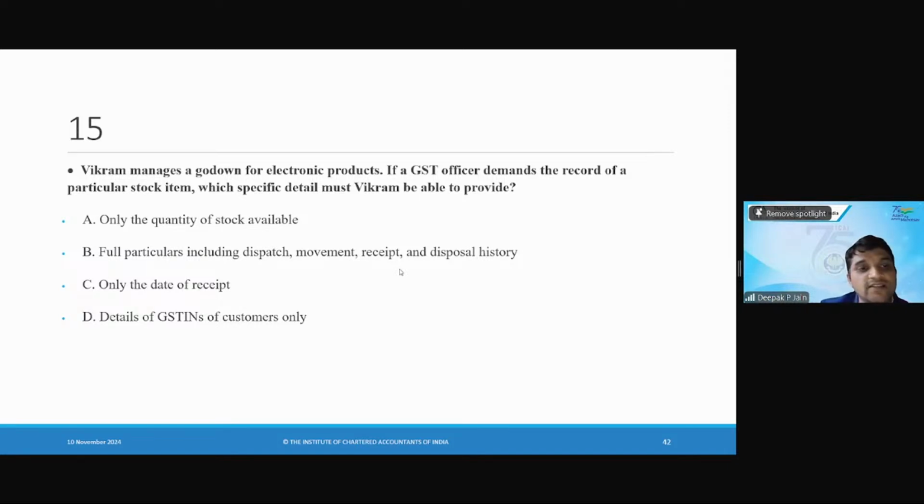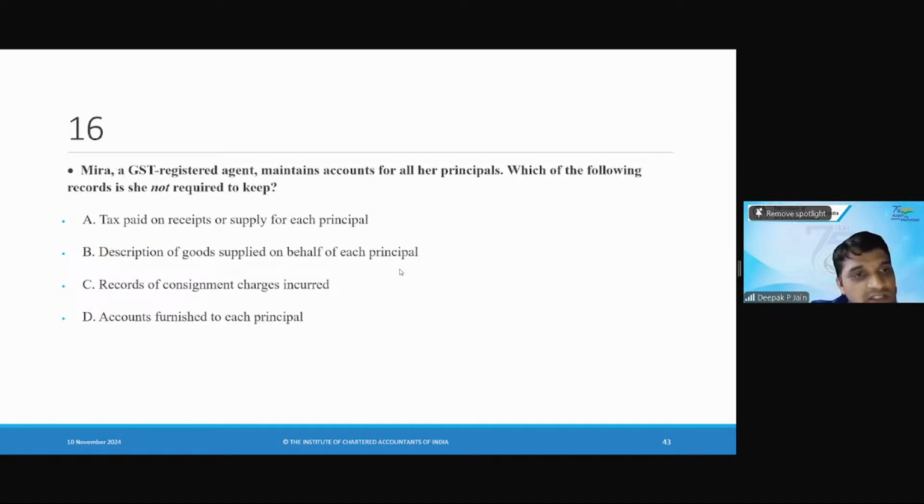Yes, 15. Answer is B. He has to give full particulars, including dispatch, movement, receipt, and disposal of the history. He will have to give the full history. 16.